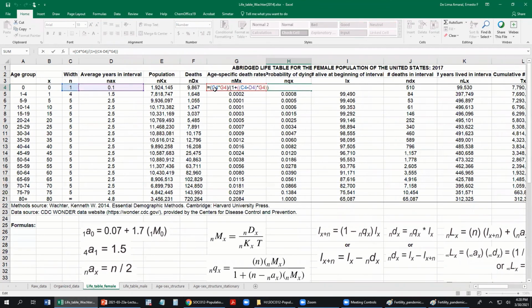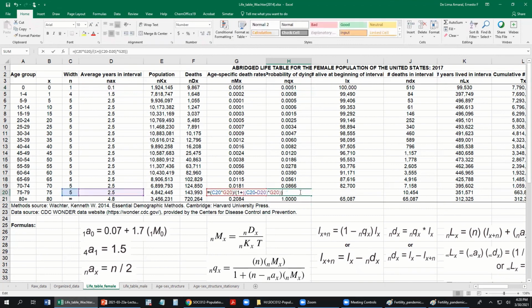So C4 here is the n. G4 is the mortality rate, here on G, divided by 1 plus n, again the C4, minus a(x,n), which is the D4, times the mortality rate, again G4. So that's how we calculate those. And for the last one, it equals 1. There is no formula here. For these other ones, we have the same formula, right?